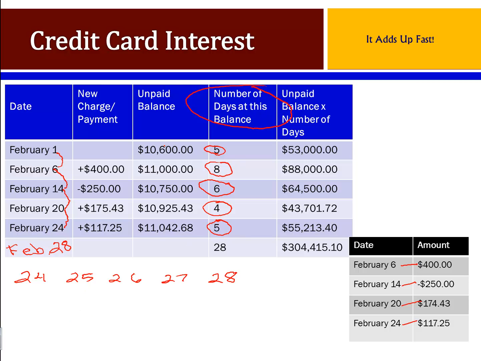So once we've figured out the balance as the activity changes and the number of days at that balance, we next need to multiply the unpaid balance times the number of days at that balance to come up with the total amount, so that we can eventually divide by the total number of days and get back to an average daily balance.